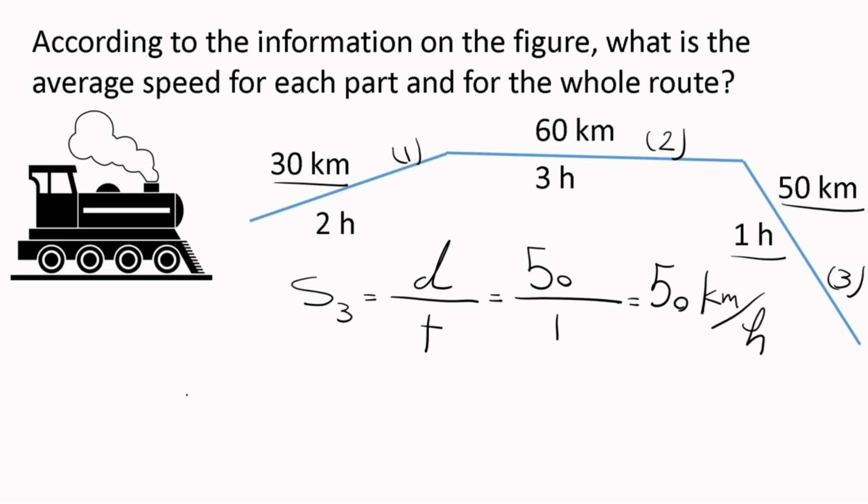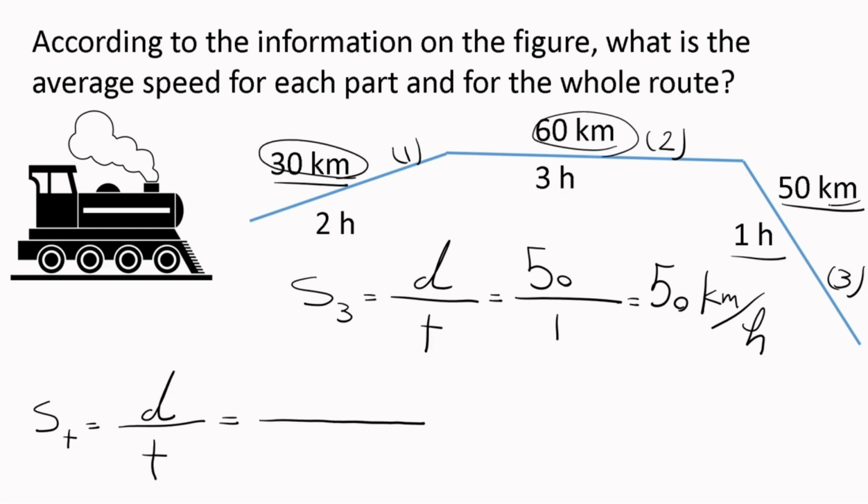Now we want to calculate average speed for the whole route. Again, we are going to use same formula. Do I have the distance for the whole route? I have distance for each part. The only thing that I have to do is adding all of these numbers. So I can calculate distance of the whole route by adding the distance of each part. So 30 plus 60 plus 50. Do I have the time? Yes, I can easily add all of the times to each other. 2 plus 3 plus 1.